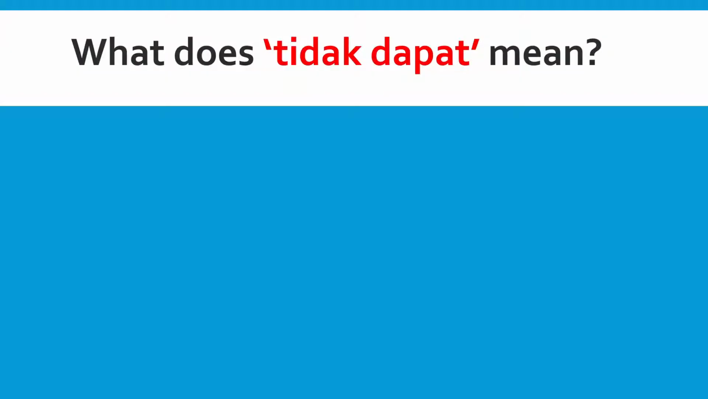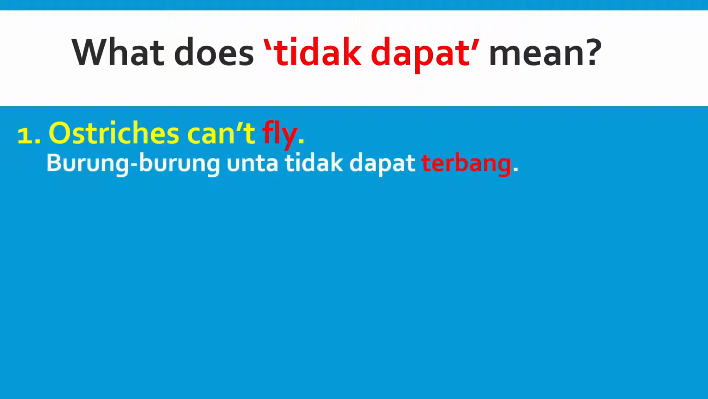So what does tidak dapat mean? Let us look at the answers that we elicited again just now from this activity. First, ostriches can't fly. In BM, it means burung-burung unta tidak dapat terbang. Next, camels can't swim.